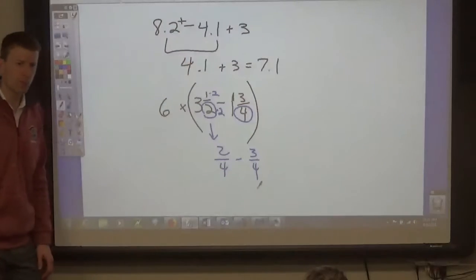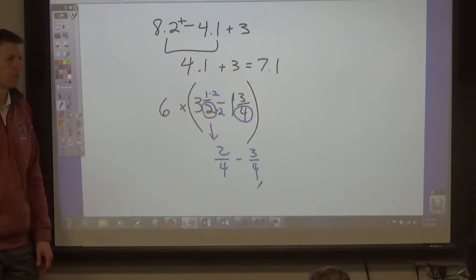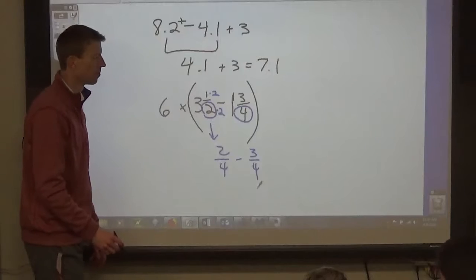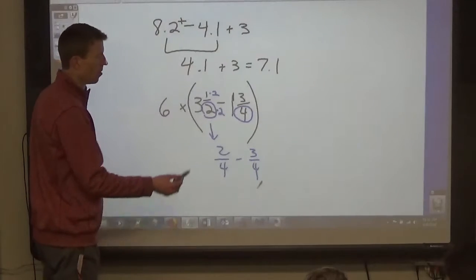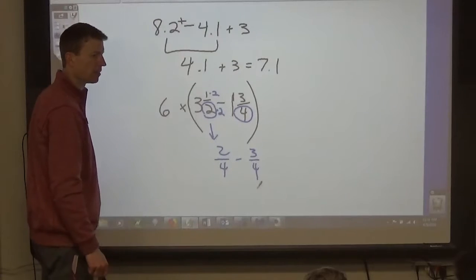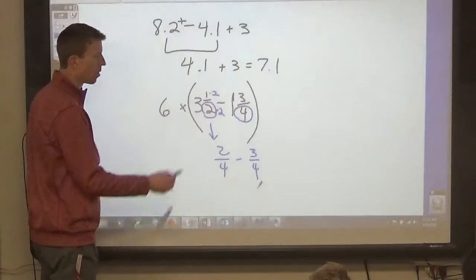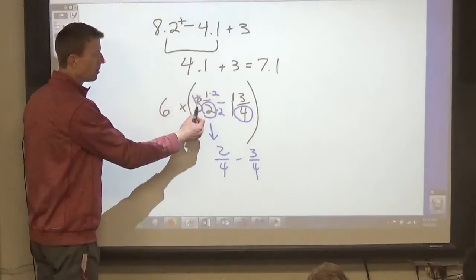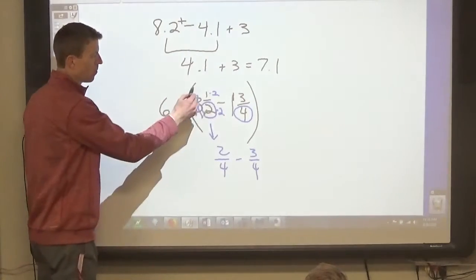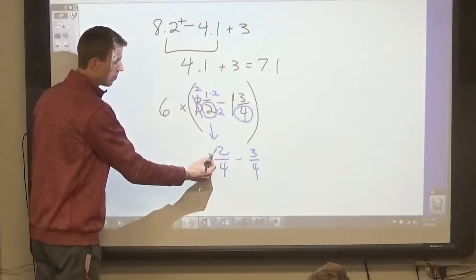Can we do 2/4 minus 3/4? No. We don't have enough pieces for subtraction. So we're going to have to take away one of the wholes. You take one of the wholes and then give that 2 more, so it's 4/4. Good.